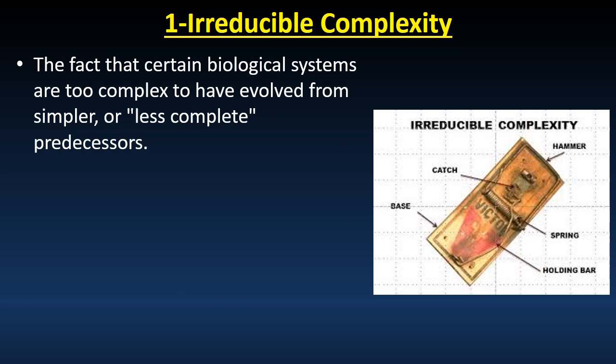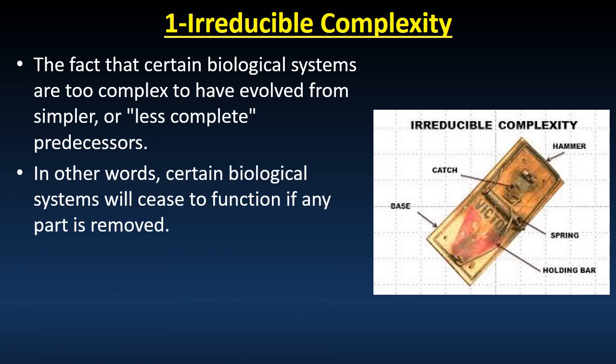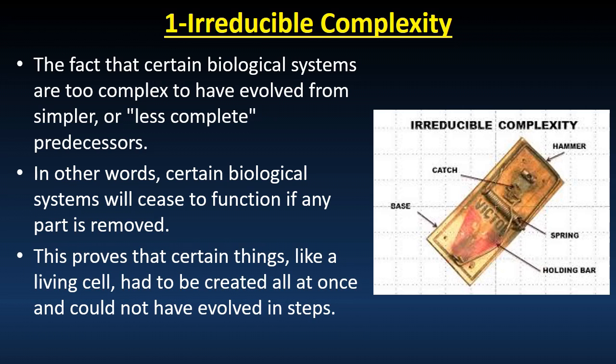The fact that certain biological systems are too complex to have evolved from simpler or less complete predecessors. In other words, certain biological systems will cease to function if any part is removed. And this proves that certain things, like a living cell, had to be created all at once as a whole thing, and it could not have evolved in steps.